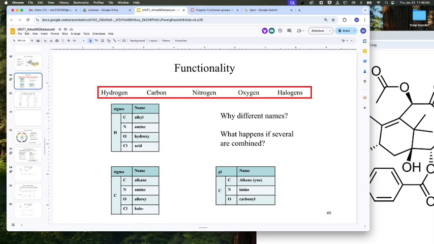Well, let's use the example walked through in the lecture. What functional group am I looking at?